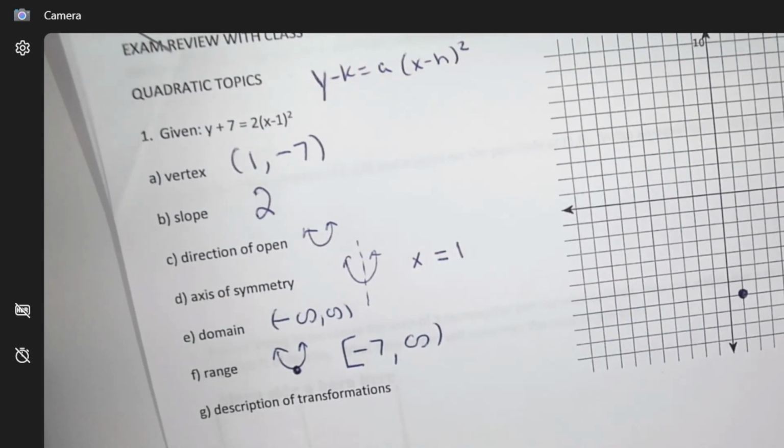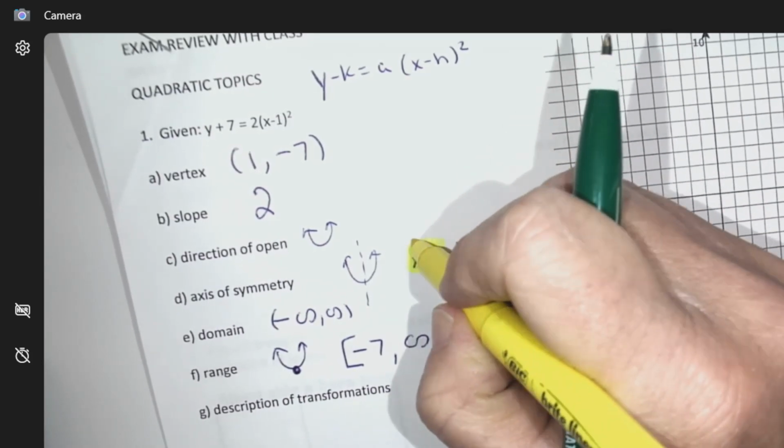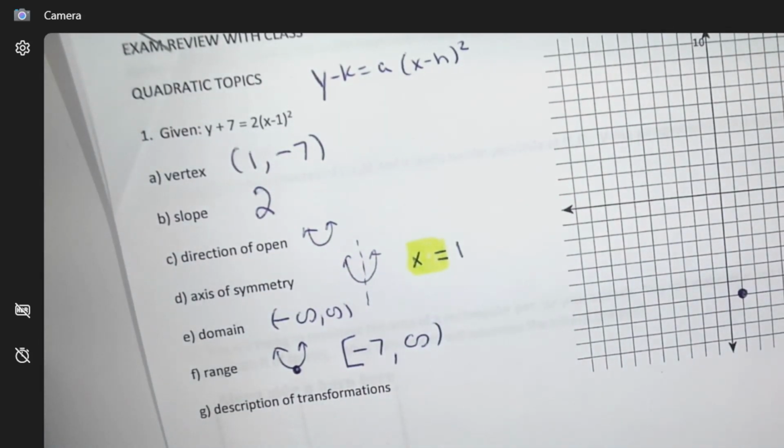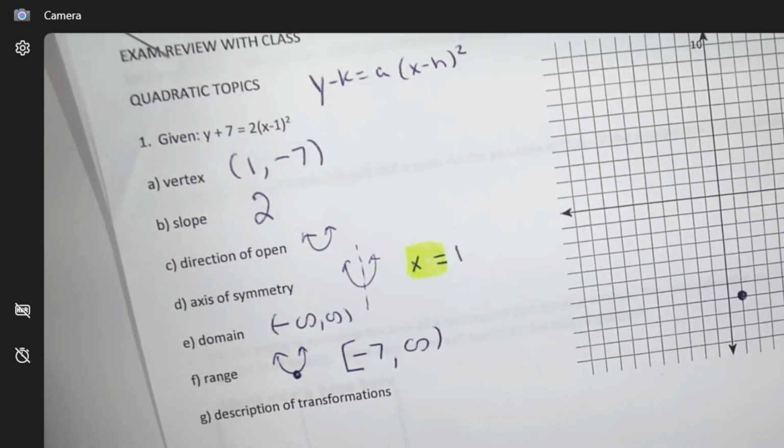Okay, I need to remind you on your exam, x equals on that axis of symmetry. Don't worry, there's going to be at least 6 of you that will forget that. Never fails. As much as I remind people, I always get lots that forget.